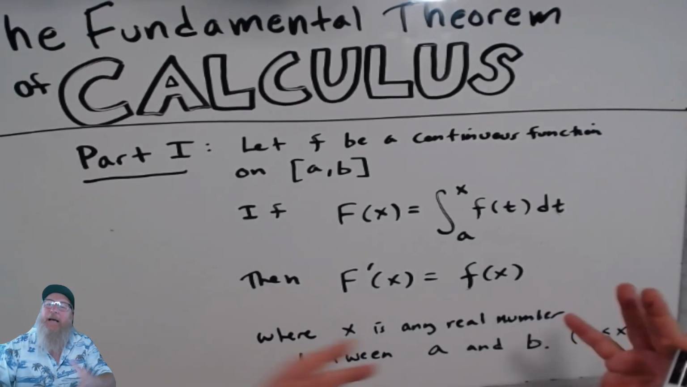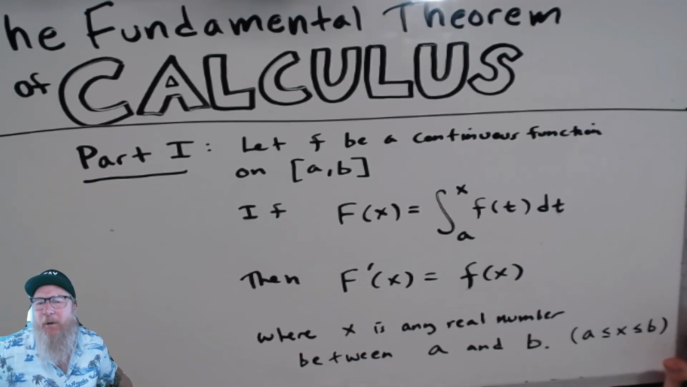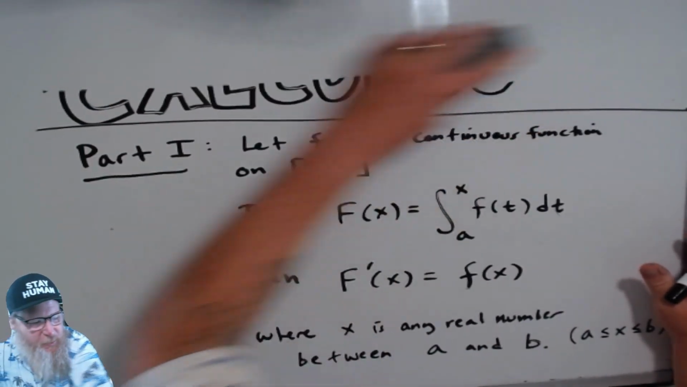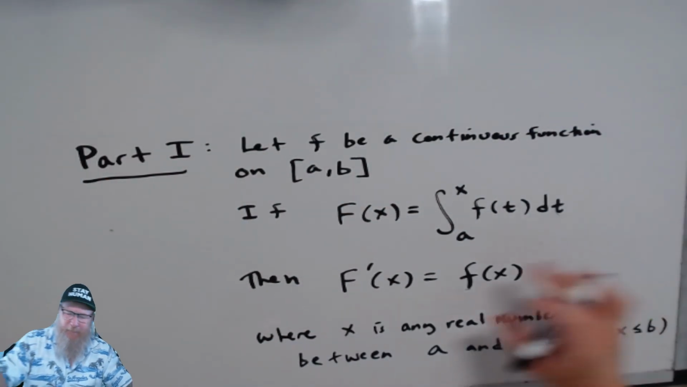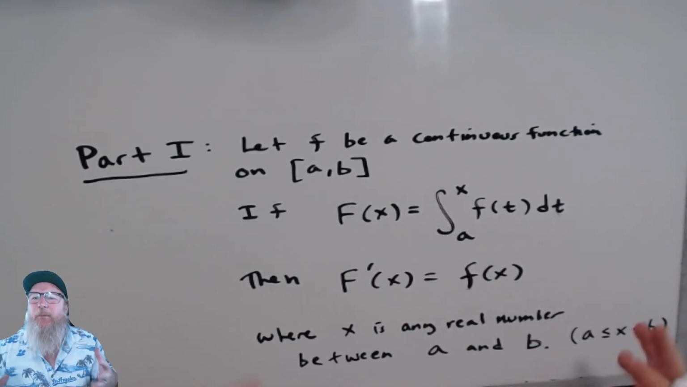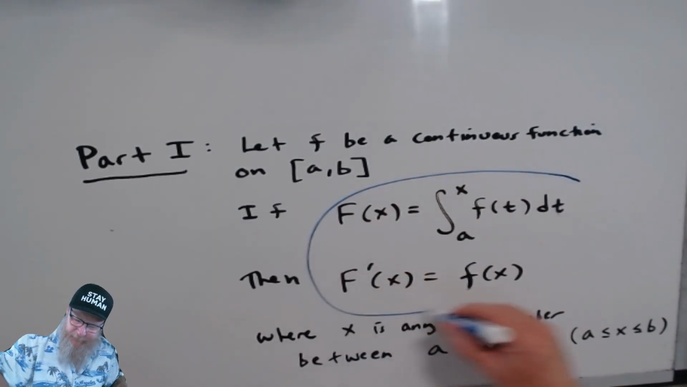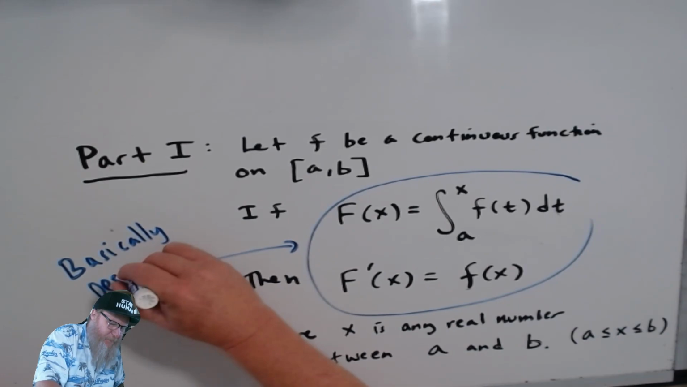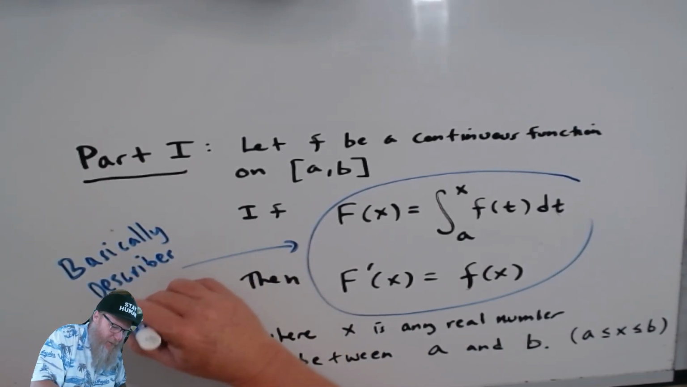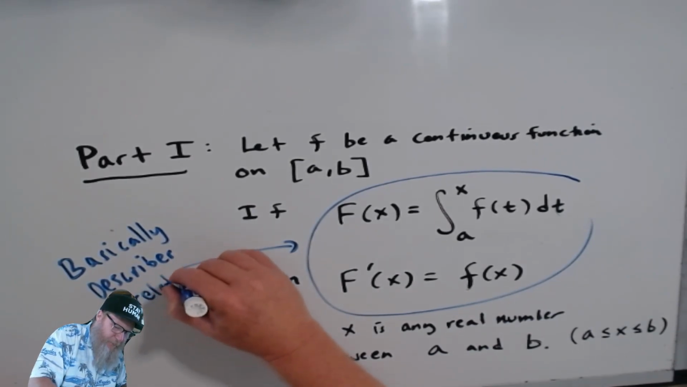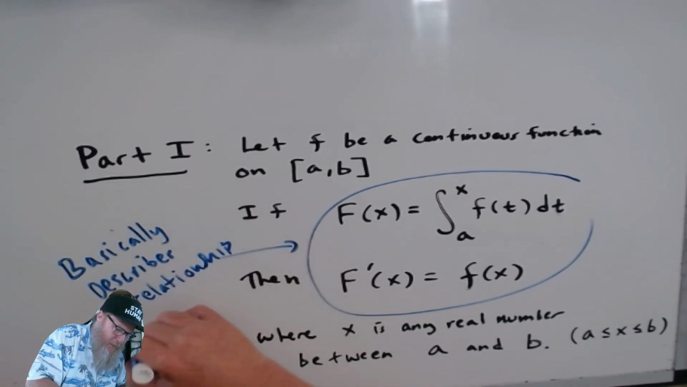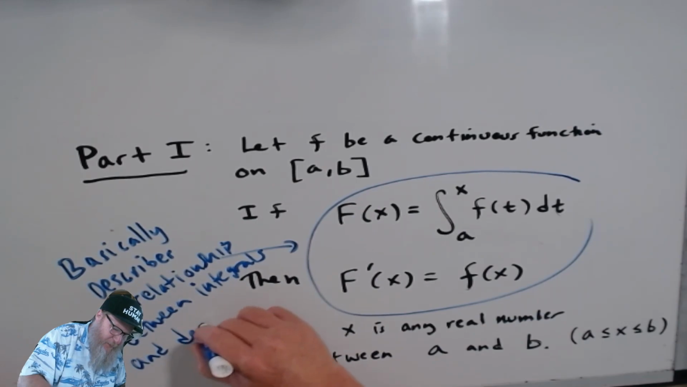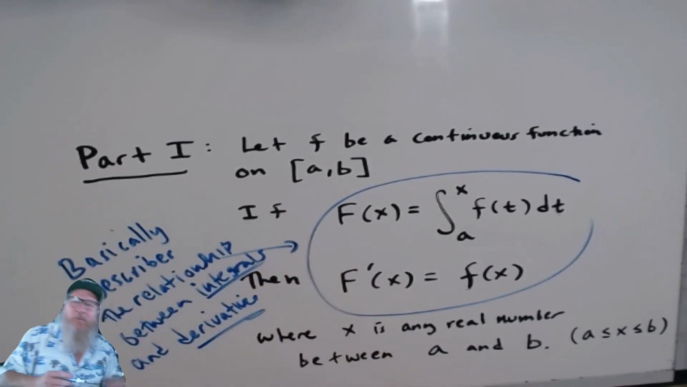This is the backstory. This sort of tells us where the fundamental theorem part two that we've already seen came from, right? This is the evolution or the creation story of the fundamental theorem. The notation is a little bit weird. Basically what this says, if you think about it, is it describes a relationship that we already know between integrals and derivatives, which we kind of already suspected.